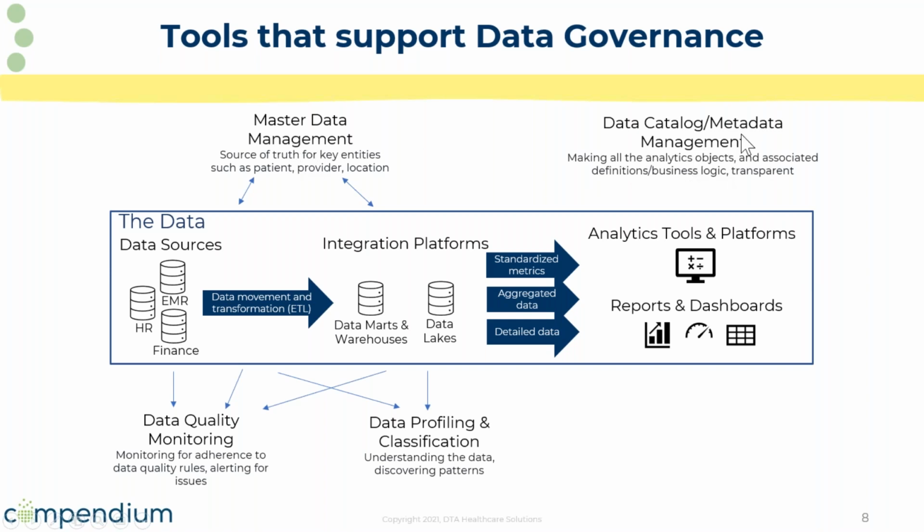Data catalog and metadata management tools are what I've been talking about with making everything transparent, making sure that we have a list of all the reports in the organization, the dashboards, making sure we have definitions, metrics, calculations, things like that. So it's really meant to pull from all of these things in the data section, and then there's usually some interaction with master data management. There's some overlap with data quality and data profiling as well, but that's the thing that brings it all together into one place where you can search and find the information that you're looking for.